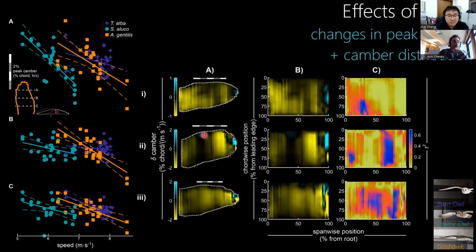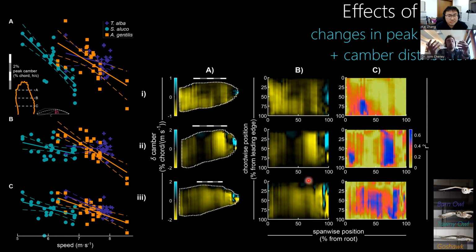And you can do the same thing, except replacing peak camber with just overall camber profile. And you can plot that as a function of flight speed. You can see yellow means it's decreasing, blue means the camber is increasing. And you can see really throughout every bird, camber has a tendency to generally decrease as a function of flight speed.